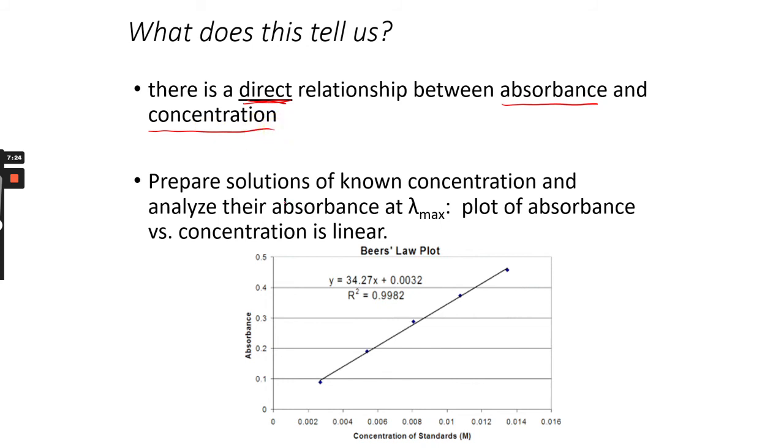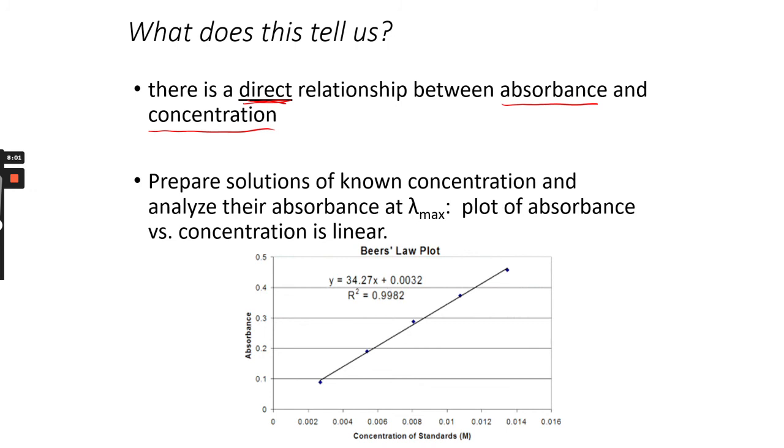So you prepare solutions of known concentrations and you analyze their absorbance at this maximum wavelength. And then you're going to plot the absorbance here on the y versus the concentration on the x. And you should get a pretty straight line, but you're going to curve fit it, and then here you have your relationship. This r squared is a statistical value that shows you how good your curve fit is to your data. The closer this value is to 1, the better your curve fit. Okay?